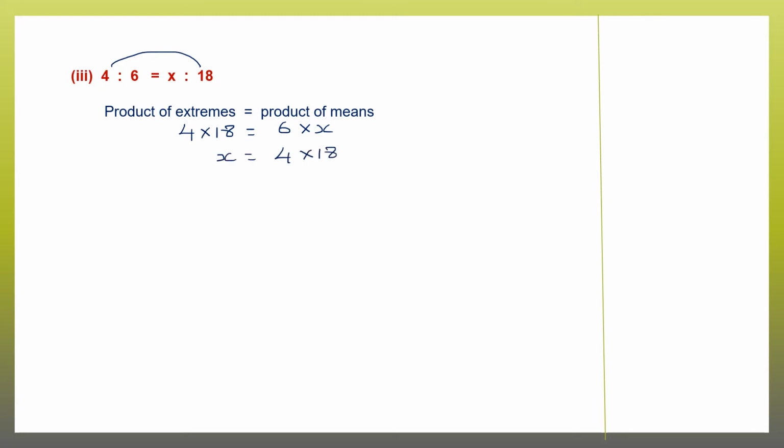Question 3. 4 is to 6 equals x is to 18. Product of extremes equals product of means. So 4 into 18 is the extremes equals product of means is 6 into x. So x equals 4 into 18 divided by 6. Now let's cancel. 6 ones are 6, 6 threes are 18, 4 threes are 12, and in the denominator we have 1. 12 by 1 is 12. So x here is equal to 12. The value of x is 12.